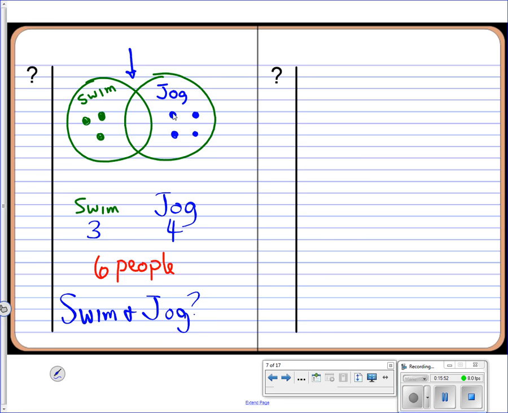I see that if I can just move one person in here, I still have 7 people. What that implies is that one of these people is both a swimmer and a jogger. So if I put one person in there, you'll see that I have 1, 2, 3 people as swimmers, and then I have 1, 2, 3, 4 people as joggers. I hope that makes sense. If not, go back and look at that.